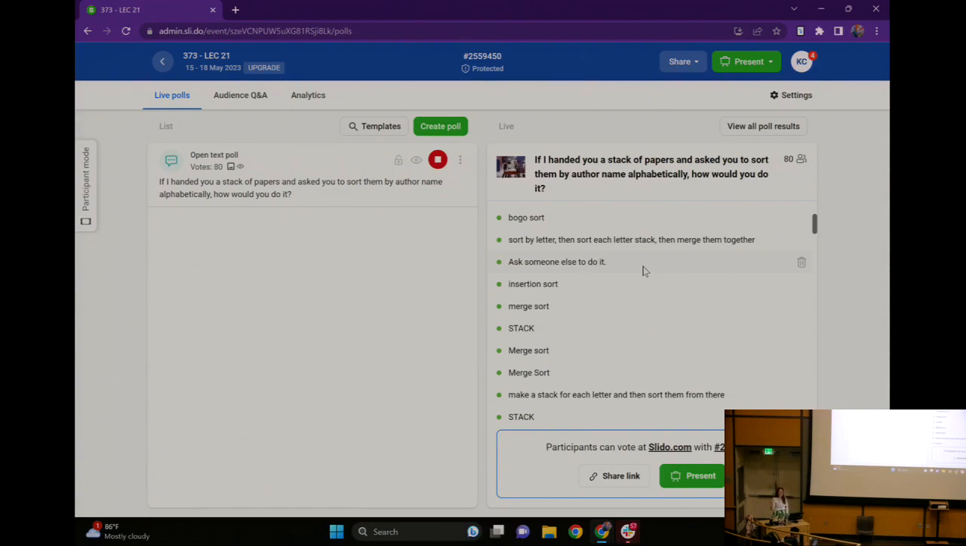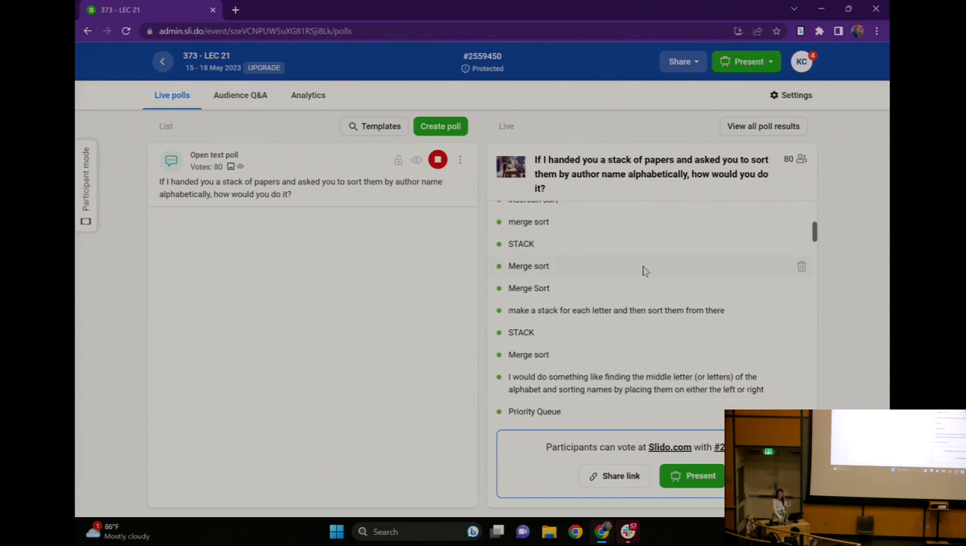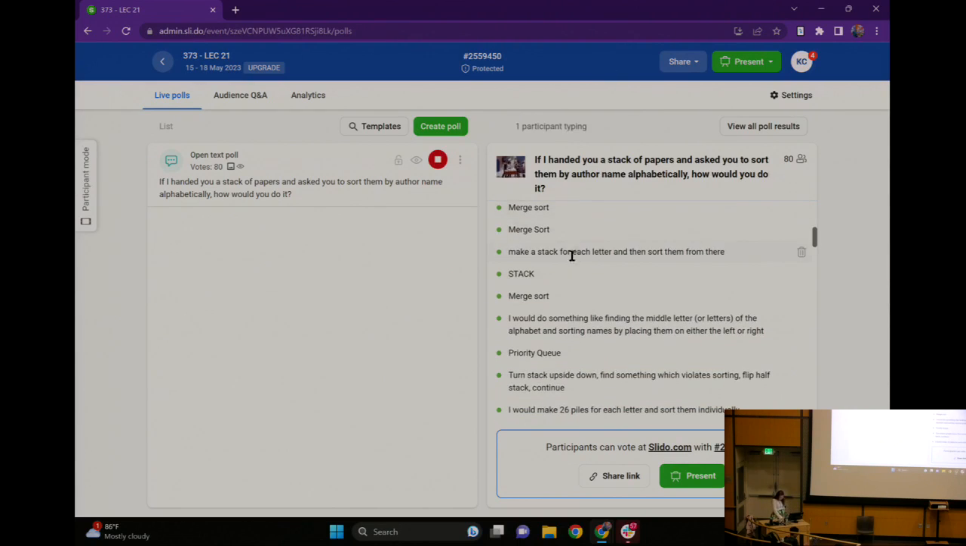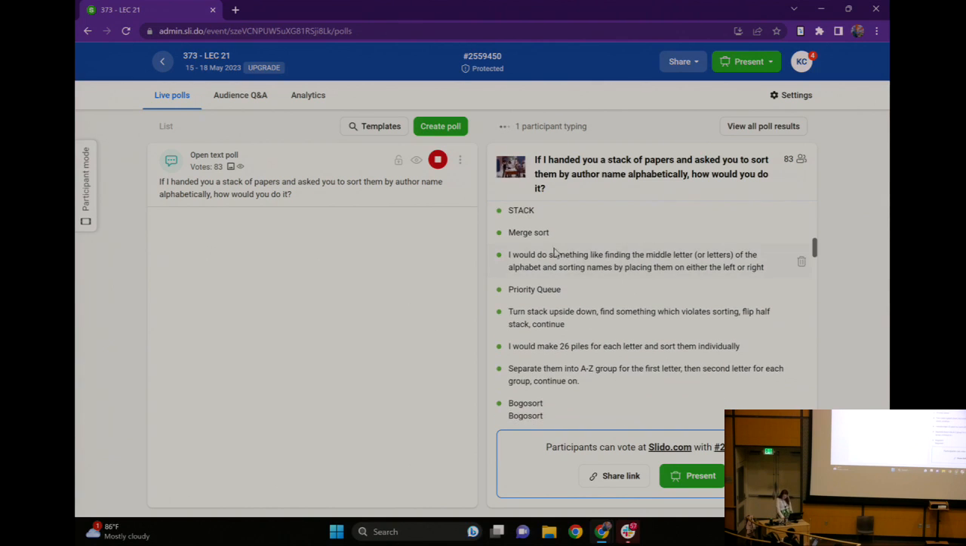BOGO, okay. You could BOGO sort it technically. Stack, sure. Just stack. This is an interesting one: make a stack for each letter and sort them from there. That is a type of sorting algorithm. I will introduce it. We'll actually talk about that sort on Wednesday. Let's see what else is in here. I would do something like finding the middle letter and then sorting names by placing them. Oh my, that is also another sort we are going to learn at the end of lecture today. I am surprised, I didn't think that one was going to pop up.